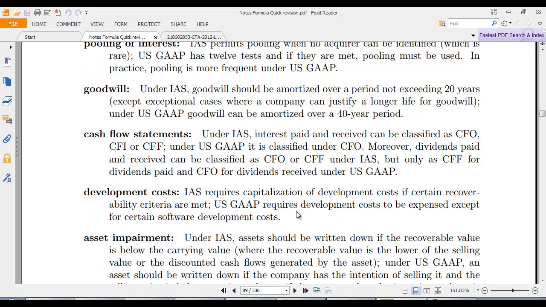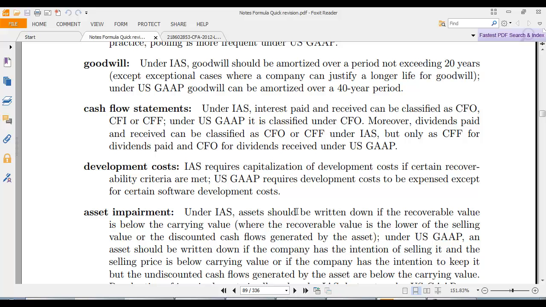Goodwill. Under IAS, goodwill should be amortized over a period not exceeding 20 years. Under US GAAP, goodwill can be amortized over a period of 40 years. Under US GAAP, interest paid and received are classified as CFO. Moreover, dividends paid and received are classified as CFO or CFF under IAS, but only as CFF for dividends paid, and CFO for dividends received under US GAAP.